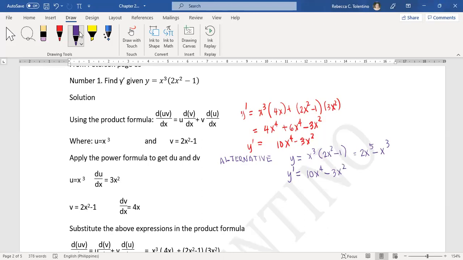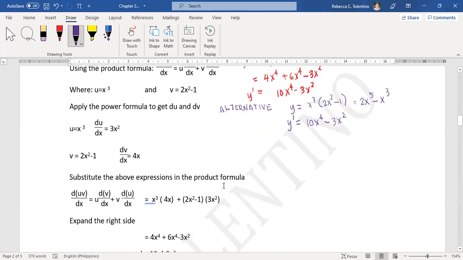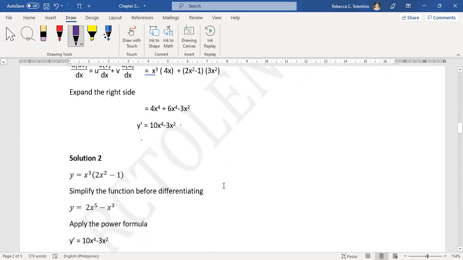So the lesson is, if you can simplify the expression, it's better to simplify the expression before taking the derivative. Unless, of course, there are restrictions. So you will have to specify the restrictions first. What are the restrictions? Like in rational functions.